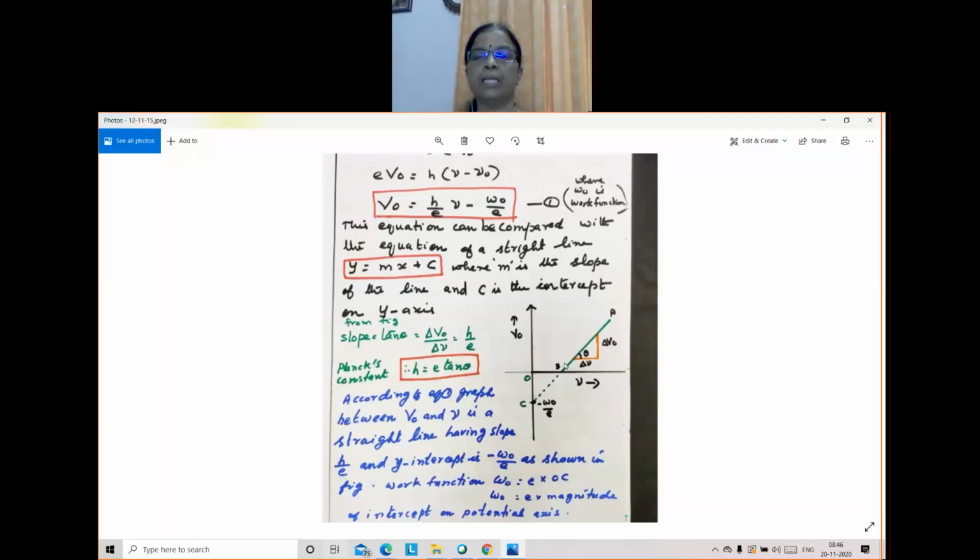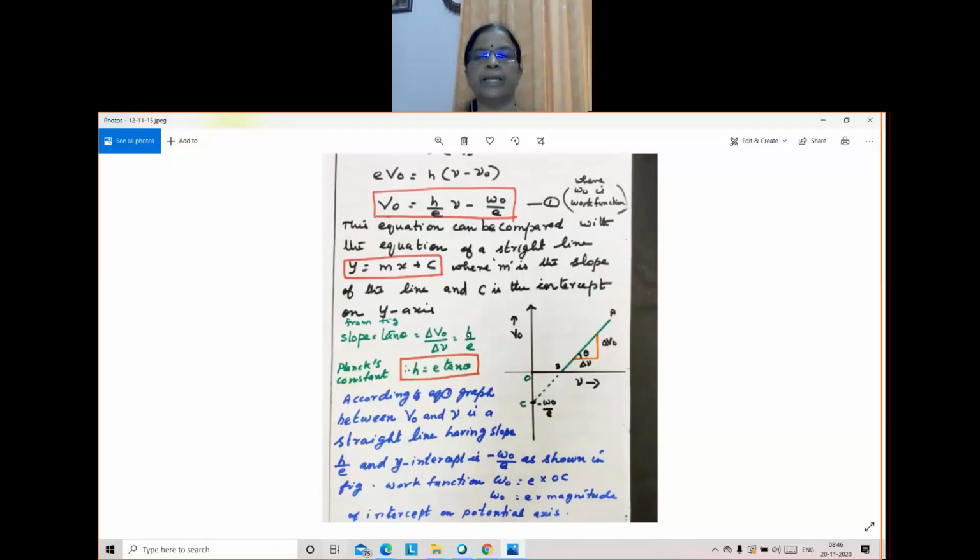Similarly, here also you draw perpendiculars to the x-axis. That will be the change in frequency. For example, this is 5 into 10 raised to 14 and this is 7 into 10 raised to 14 hertz. Then you can find the difference too. That will be delta nu. So this difference gives delta V0 and this difference gives delta nu. Slope means tan theta, tan theta equal to y by x, delta V0 by delta nu.